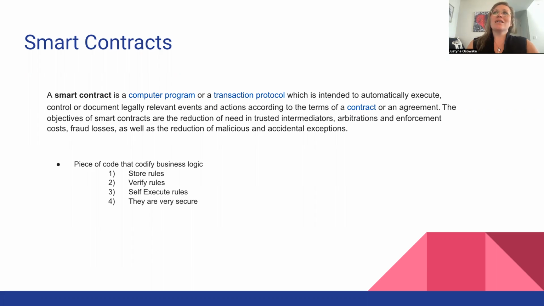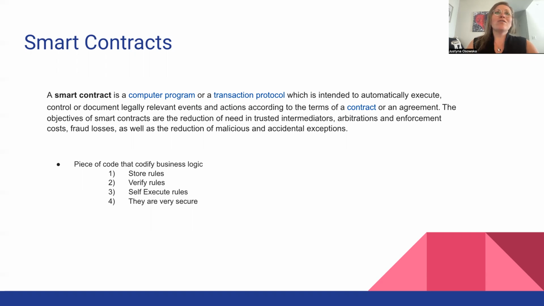And what is a smart contract? A smart contract, as defined by Wikipedia, is a computer program or a transaction protocol which is intended to automatically execute, control, or document legally relevant events and actions according to the terms of a contract or an agreement. The objective of smart contracts is the reduction of need for trusted intermediaries, arbitration and enforcement costs, fraud losses, as well as reduction of malicious and accidental exceptions.